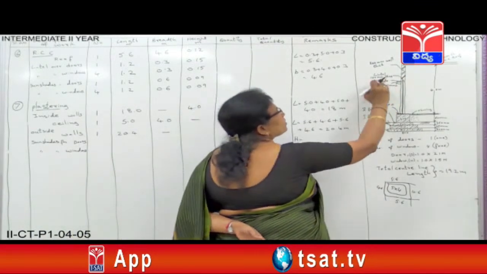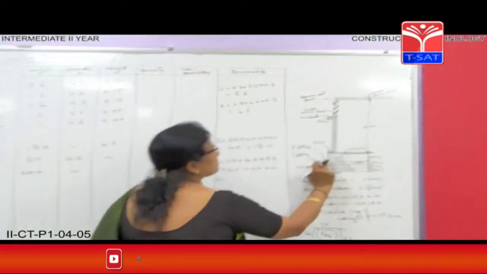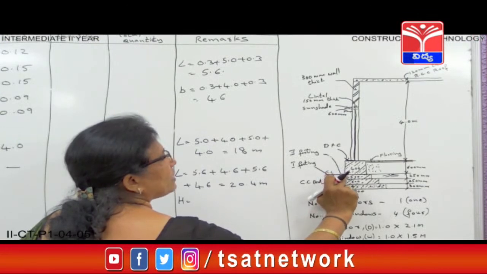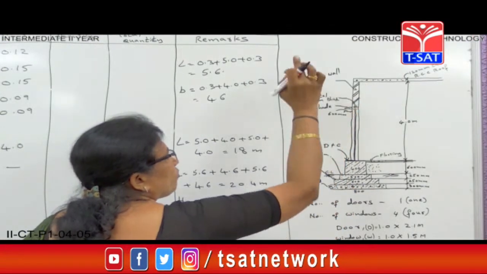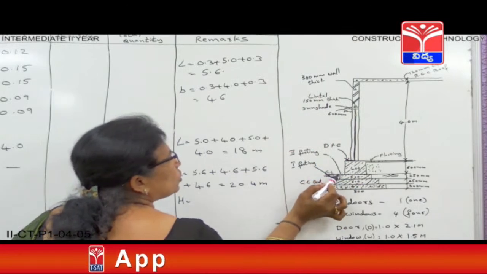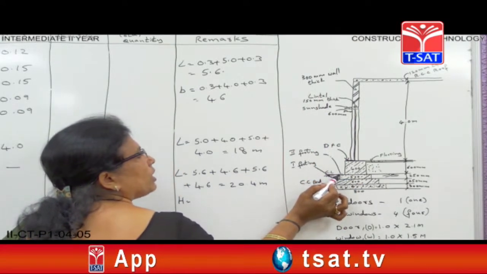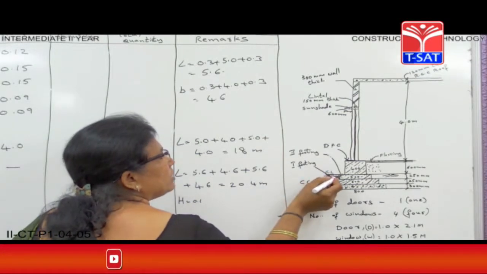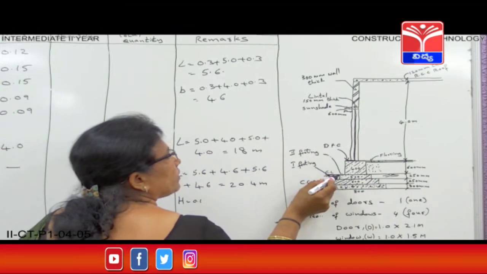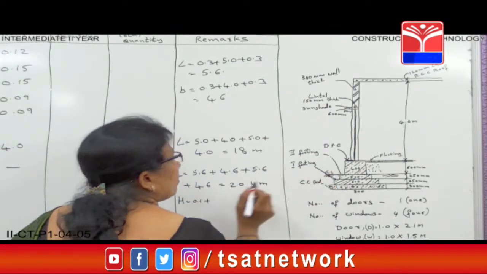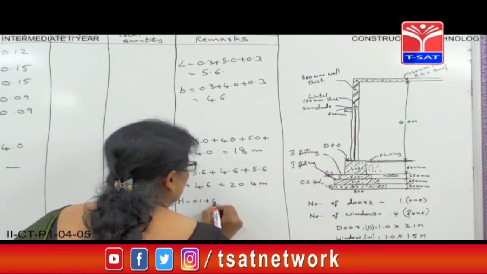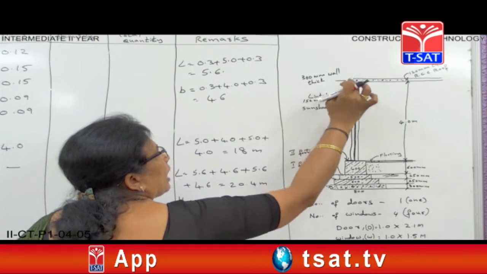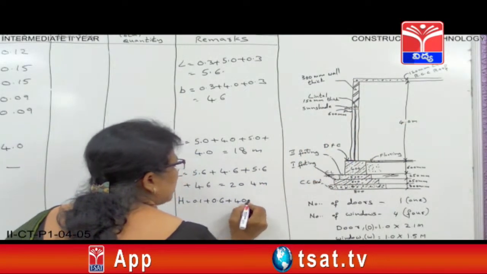Height of plastering. See, this is outside. You have to do plastering from the basement, from above the ground level to the roof level. Sometimes you do below the ground level also. Take 0.1 below the ground level, just here 0.1. Then basement height is 0.6 plus from basement to roof height is 4.0.